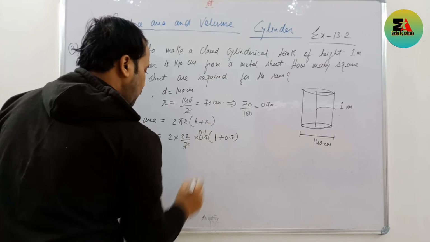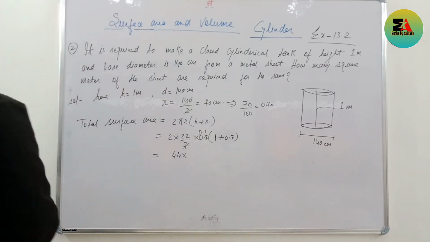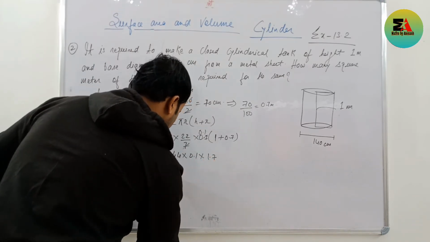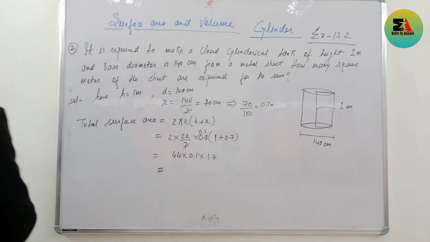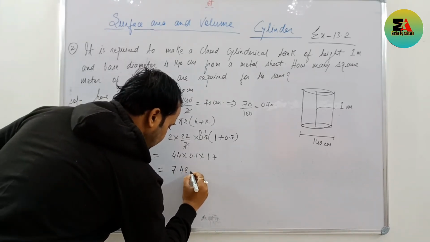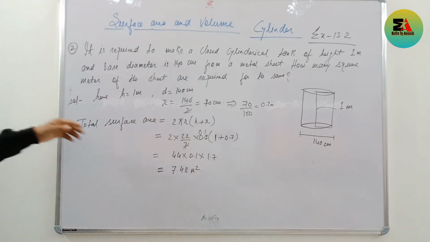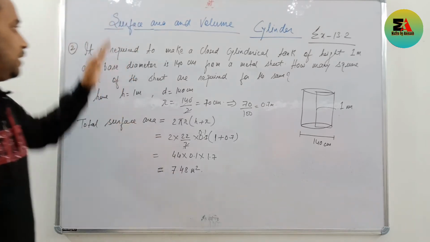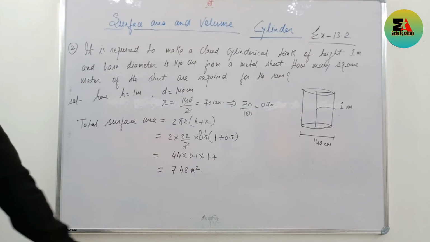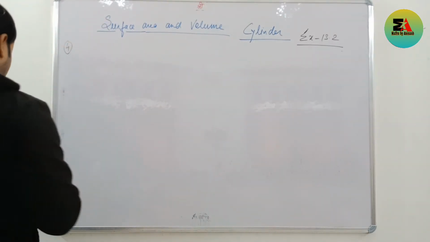This cuts up to 0.1 times. This is 44 into 0.1 into 1.7. After you calculate, our final value is 4.78 meter square. These square meters of sheet are required to make this tank. I hope this one is clear to you. Our next question, this is question number 4. This is one of the important questions.